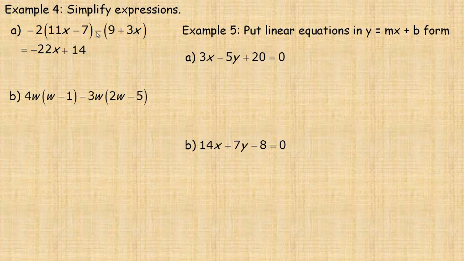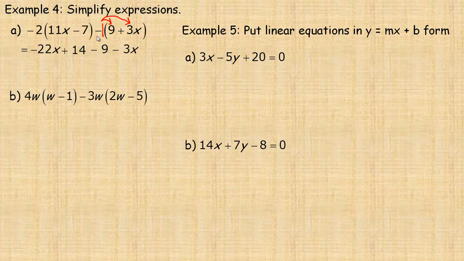Now there's a minus sign here, and if you don't see a number, it's like there's a negative 1 here. So that negative 1 is going to get distributed into the brackets. And so negative 1 times 9 is negative 9, and negative 1 times 3x is minus 3x. And that's the expand part.